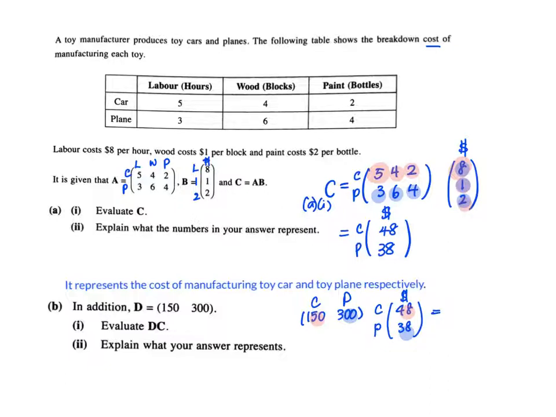I will have one row and one column, so I'm going to add up everything. That will be a total amount. So that will be 150 times 48 plus 300 times 38. And that gives us 18,600. This is talking about money. So explain what your answer represents. It represents the total cost in manufacturing all the toy cars and planes. So this will be the answer. Have you gotten the answer? Let's continue with the next question.